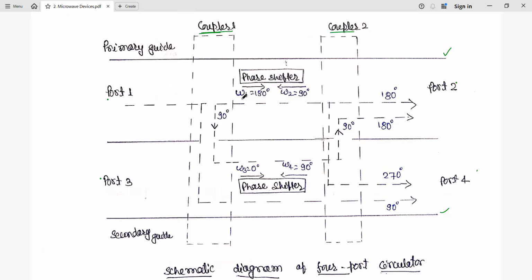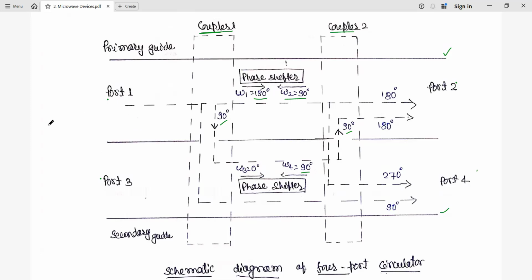In the primary waveguide, if it moves from left to right, the phase shift is 180 degrees, and right to left the phase shift is 90 degrees. And when it crosses the hole, the phase shift is 90 degrees. In coupler 1 as well as coupler 2, the phase shift is 90 degrees in the hole. Whereas if it goes through the secondary waveguide, left to right the phase shift is 0, and right to left the phase shift is 90 degrees. This is the basic principle on which it is going to work.